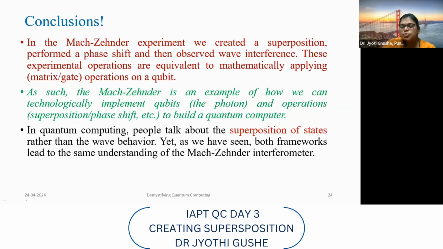One method of creating a superposition state is the beam splitter. In the next session, you will learn about another method, the Stern-Gerlach experiment. That also you will enjoy. In quantum computing, people talk about superposition of states rather than wave behavior, but it was easy to imagine by considering the wave nature. As we have seen, both frameworks led to the same understanding of the Mach-Zehnder interferometer.